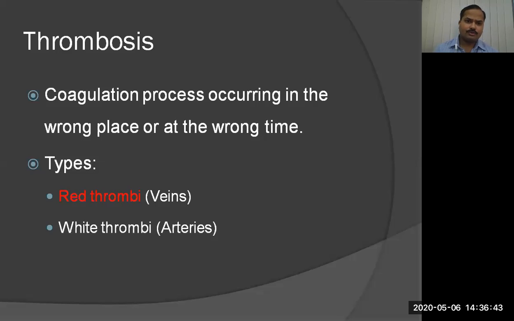Then we talk about thrombosis. What happens? The coagulation process occurring in the wrong place at the wrong time is called thrombosis. It means we do not want thrombus to be present intravascularly. So there are two types of thrombi: in the veins there are red thrombi, and in the arteries there are white thrombi.